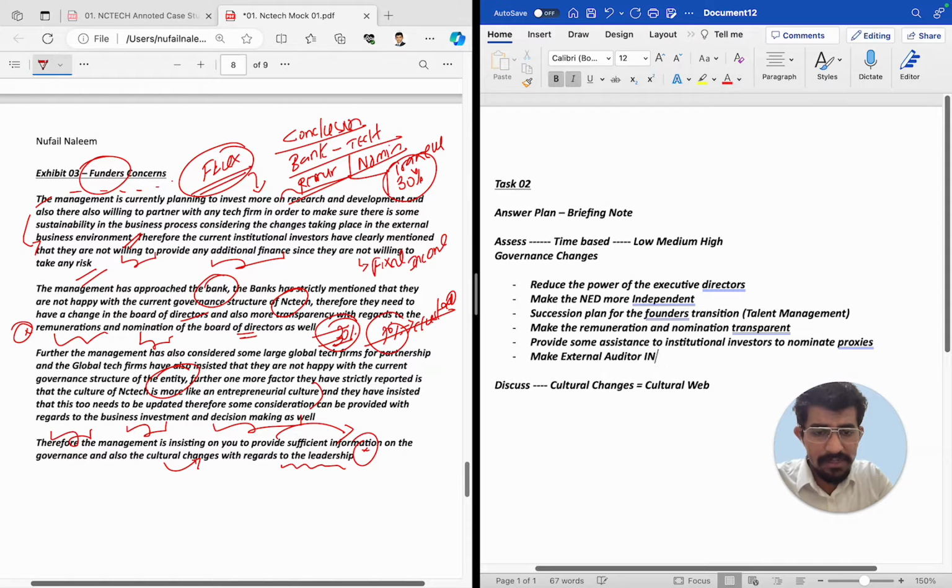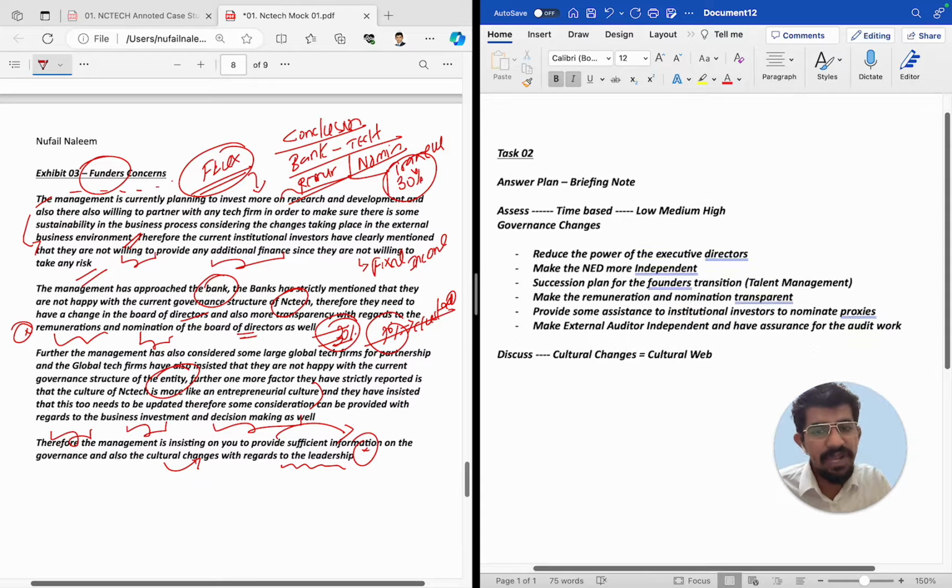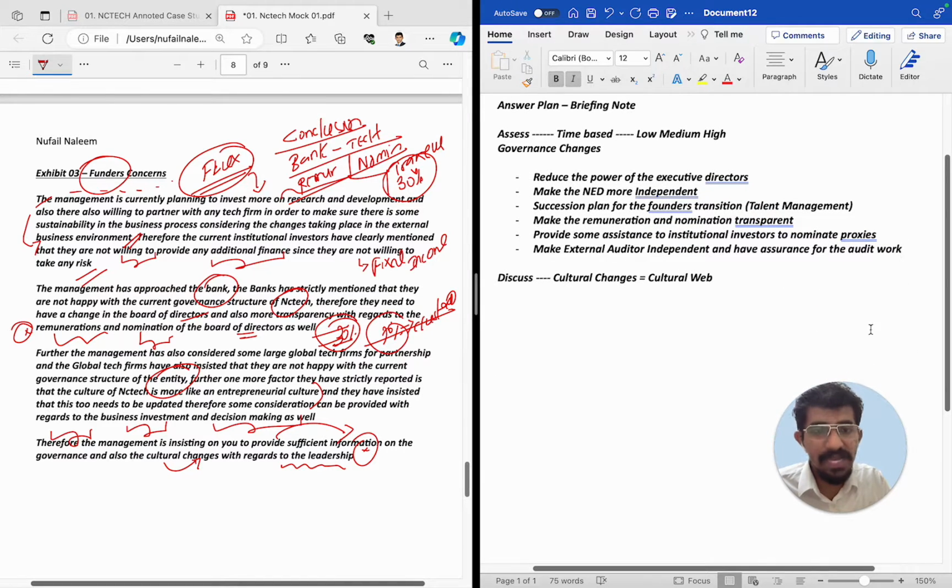Independent, and also have assurance for the audit work, because you need to have a second opinion for their audit work. So I believe this is one factor that the students need to consider.